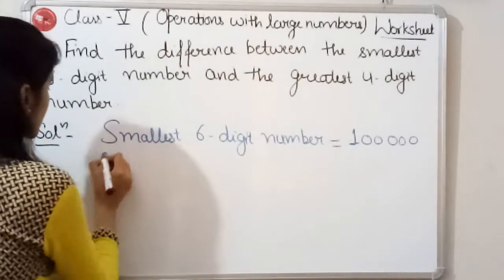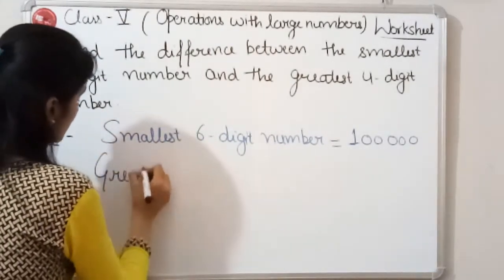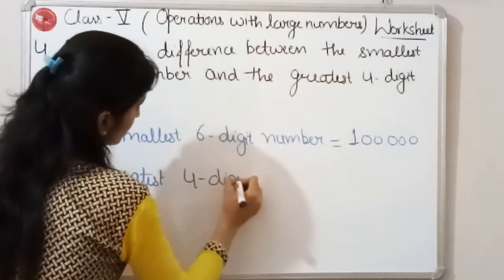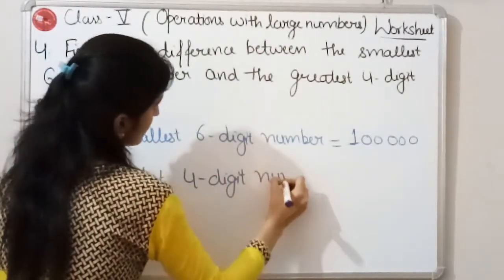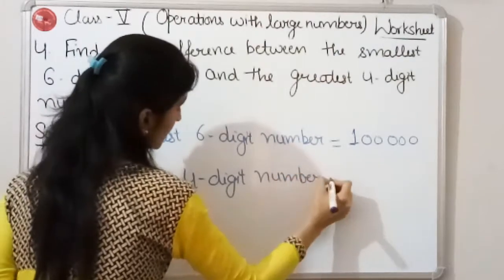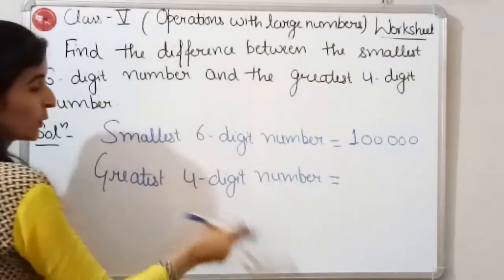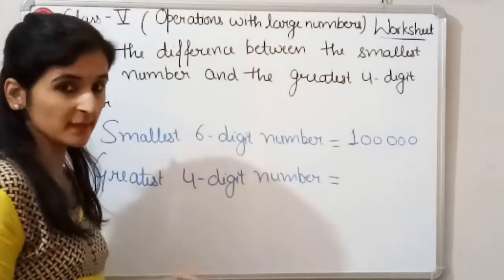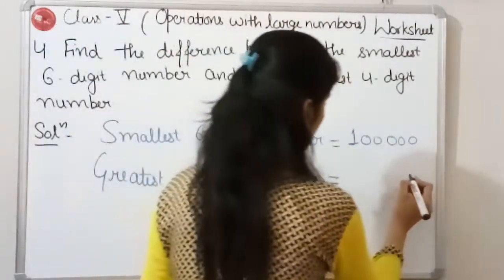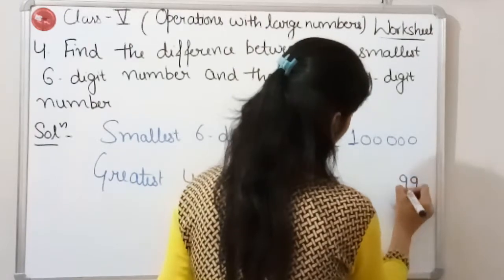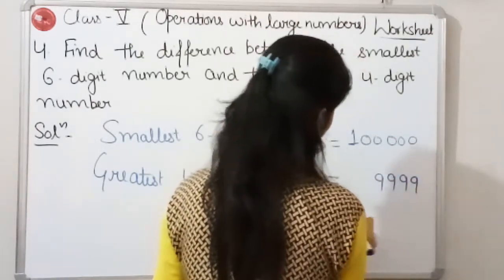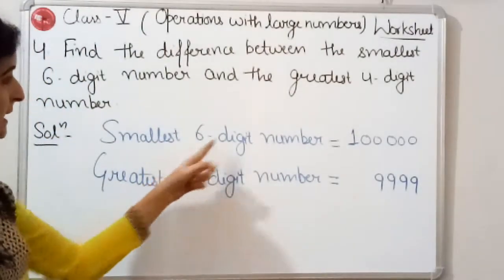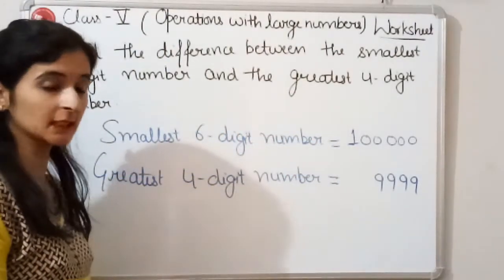After that, greatest 4-digit number. Which one is the greatest 4-digit number? Yes, who is going to tell me? Greatest 4-digit number means 4 times 9. Okay? 9, 9, 9, 9. So this is the greatest 4-digit number and this is the smallest 6-digit number.